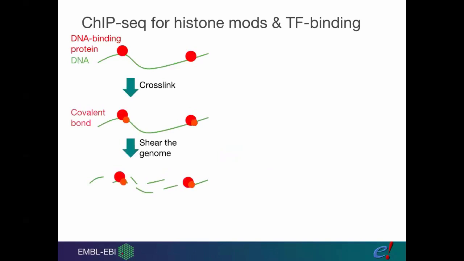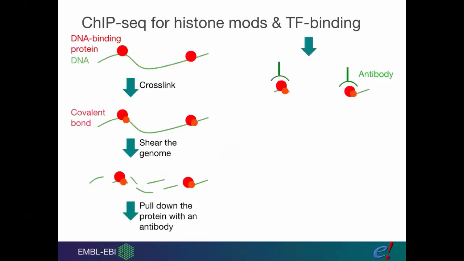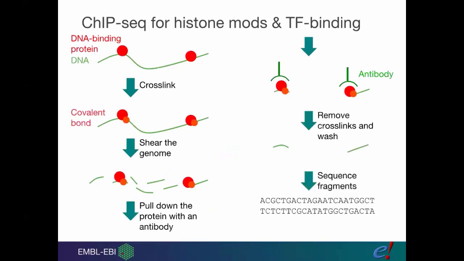You then shear the genome, and this uses a random method. Things like sonication or digestion with enzymes are the two ways that people usually go about this. So we get random chunks of DNA, which we can then use an antibody to pull down a protein. So we've got our DNA binding protein, we use an antibody to that protein, and we end up with just the bits of DNA which are bound to that protein. We can remove the cross-links, wash, sequence the fragments, and then we map them onto the genome and identify where that histone modification is occurring or where that transcription factor is binding.